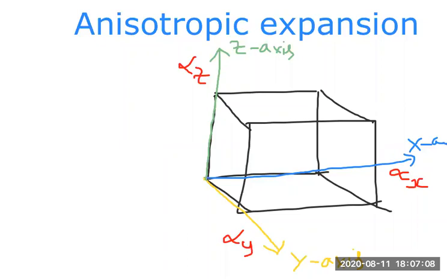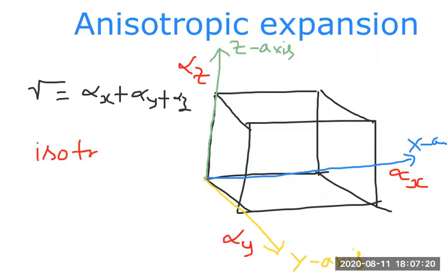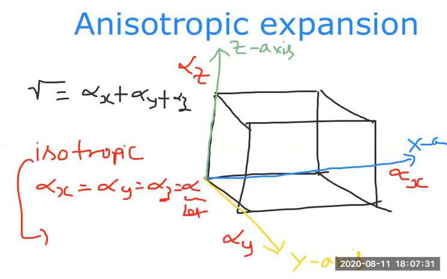Now how to write gamma? Gamma is nothing but alpha x plus alpha y plus alpha z. Suppose it is isotropic, what do you write? Isotropic means alpha x is equal to alpha y is equal to alpha z. Let us call it alpha. So we write gamma is equal to 3 alpha. I hope you are clear.